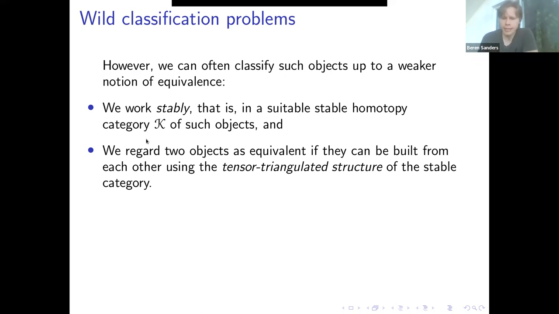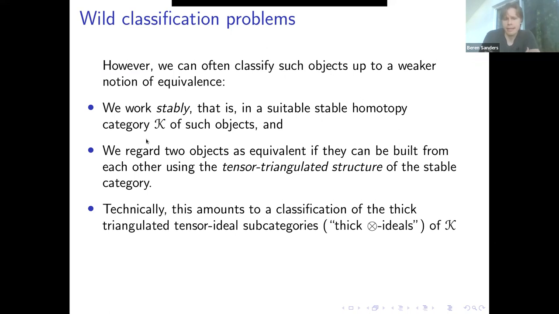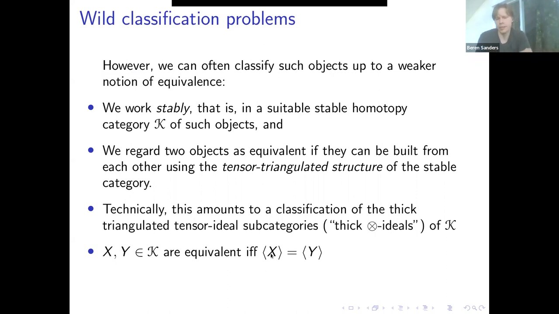And so technically, as some of us may be aware, such a classification really amounts to classifying the thick triangulated tensor-ideal subcategories of this stable category. Why? Well, two objects are equivalent in this kind of weak sense precisely when they generate the same thick tensor ideal subcategory of K. So if we have a classification of the thick tensor ideals of our category, that will give us a classification of the objects up to this weaker notion of equivalence.